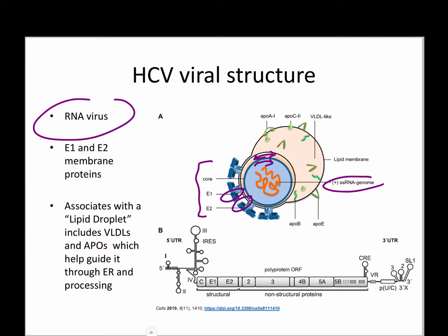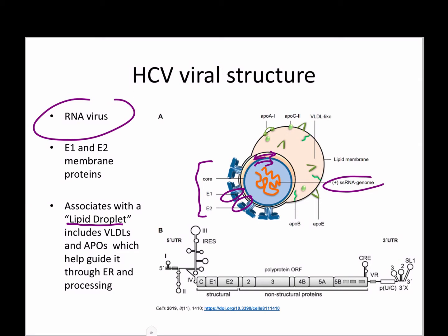What's really unique about the HCV virus is it's associated with a lipid droplet. And that lipid droplet is actually lipids from our cells, and we use these naturally to transport lipids and cholesterols through the bloodstream. So the virus has managed to kind of grab onto that lipid droplet and uses that to be safely transported through the body.